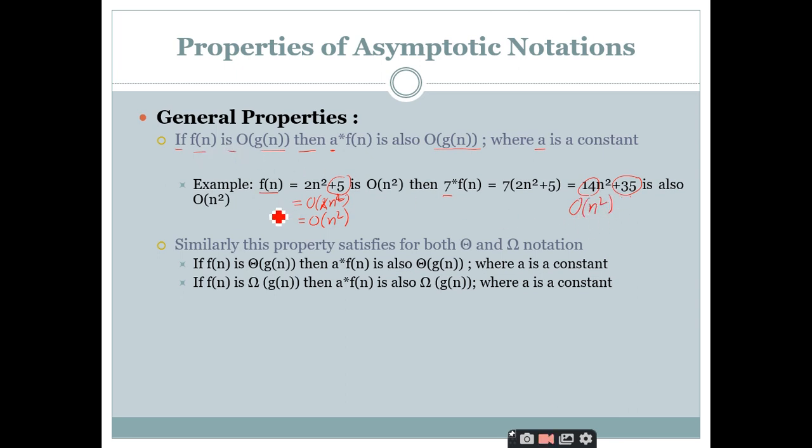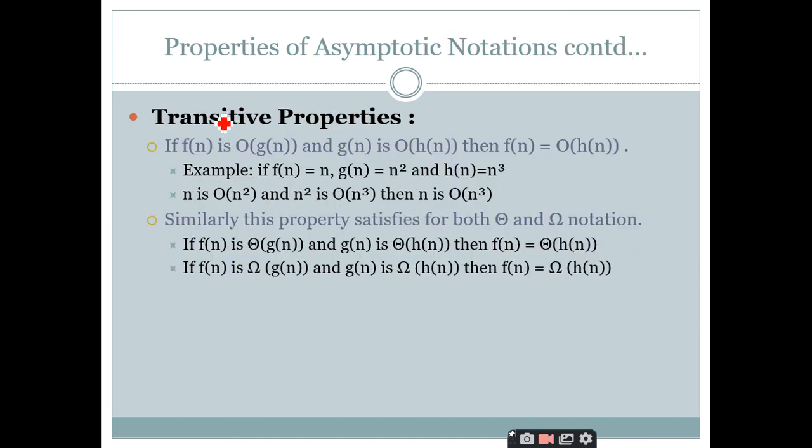So f of n has a complexity of big O of n square only, and a into f of n, where a is a constant, also has a complexity of big O of n square, right? So this is one general property you should remember. Is it clear? This applies to big O, theta and omega also. So this is not the case only with the worst case, it also applies to the average case and best case. Is it clear? Yes, sir.